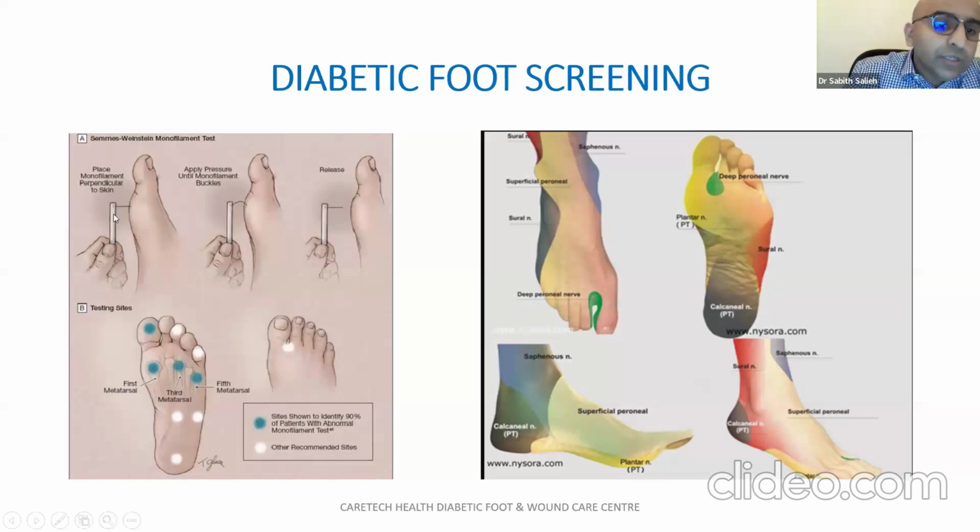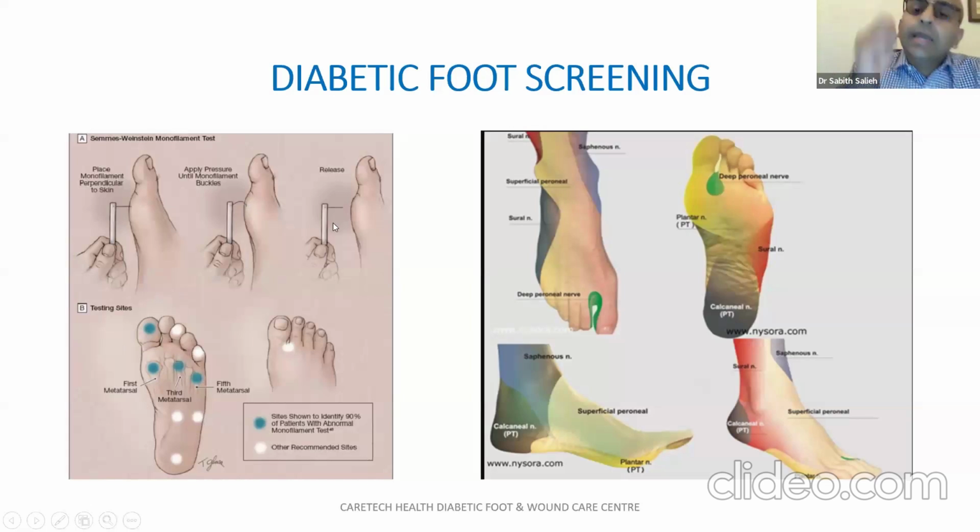So you can see in this picture, these are the points that we normally check. There are different approaches. If it's a very busy clinic, you may do a 4-point assessment. I generally do a 6-point assessment, on these 2 areas here and here. You keep it at 90 degrees to where you're assessing. Then you need to apply pressure until it buckles. And this is what we mean by buckling of the monofilament.